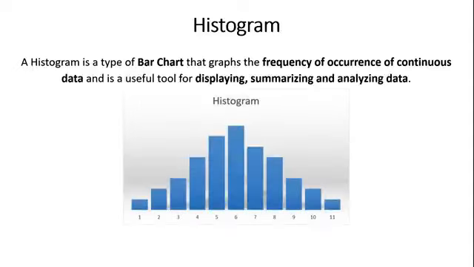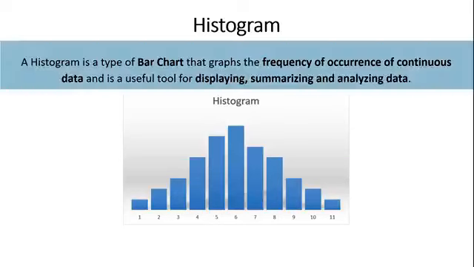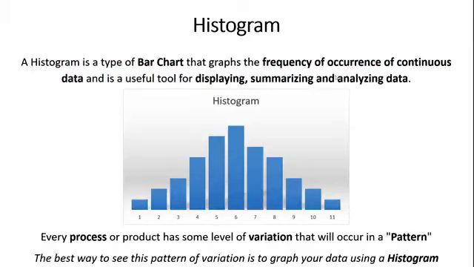One of the ways you could analyze that data is with a histogram. A histogram is just a very simple bar chart that graphs the frequency of occurrence of continuous data. Again, this is a great way to talk about your process. Every process or every product or every quality attribute out there has some level of random normal variation that will often occur in a pattern. As engineers, we need to understand what is the pattern associated with our outputs or our process. A histogram is a great way to understand the pattern or the variation in your process.